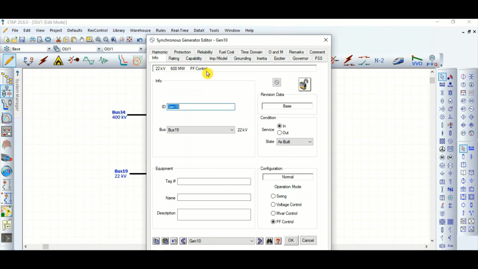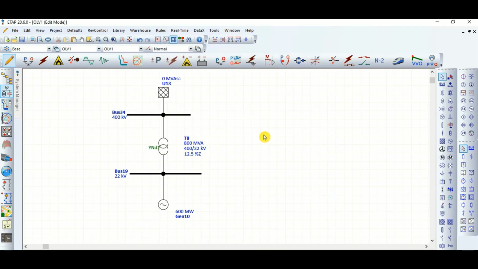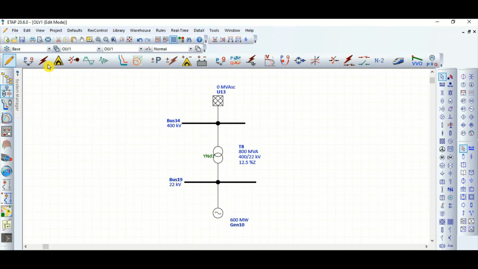Okay, let's return back to the voltage control mode. So now the generator is in voltage control mode and rating 600 megawatt, generation voltage 22 kV, power factor 85% means 0.85. Real power generation is defined as 600 megawatt. Q max is 371 mvar, Q min is 197 mvar. So now let's quickly run the load flow.